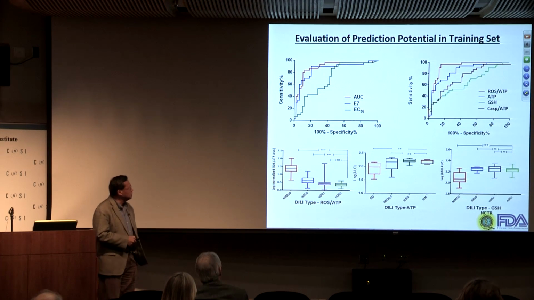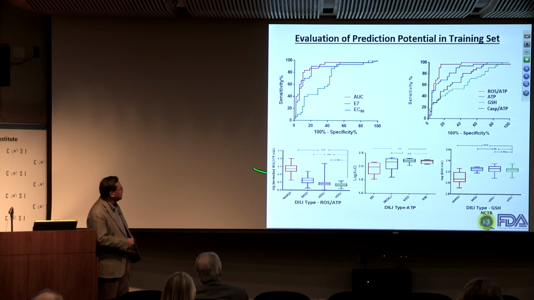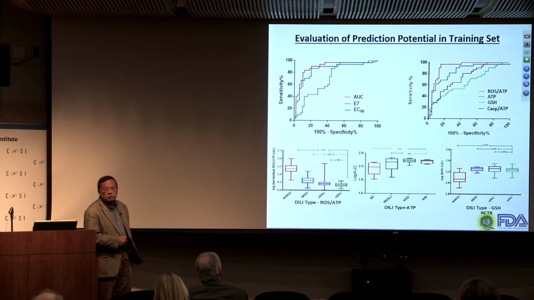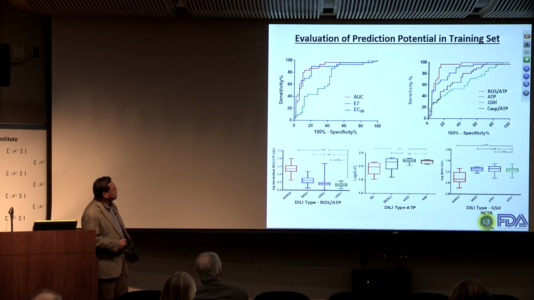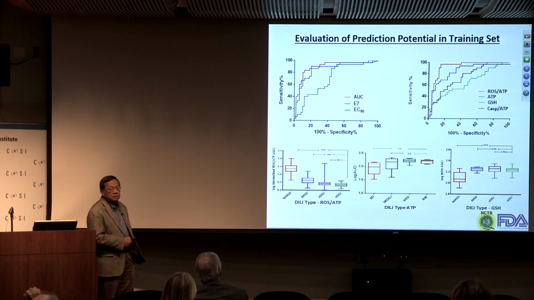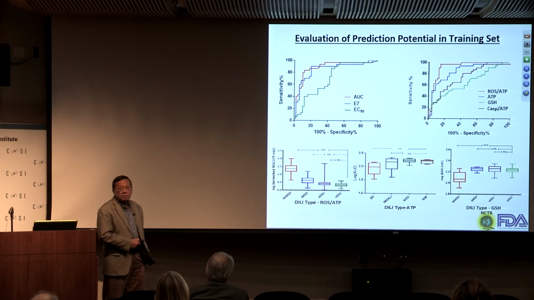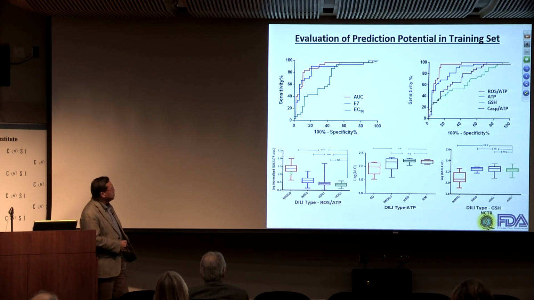Then we wanted to see how ROS/ATP behaves in different drug groups. For the severe DILI drugs, there are two major groups. One involves an immune-mediated mechanism, so it involves immune cells. The other does not involve immune cells, only hepatocellular necrosis. You can see that the ROS/ATP is higher than all the other groups.